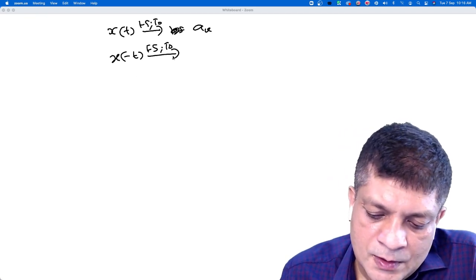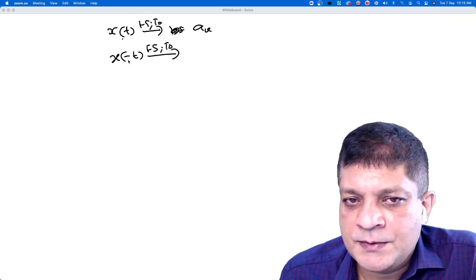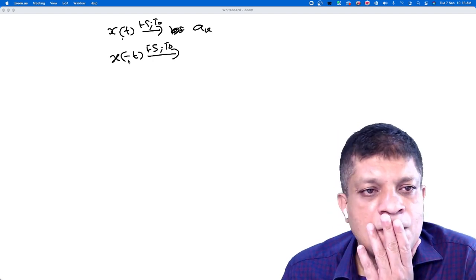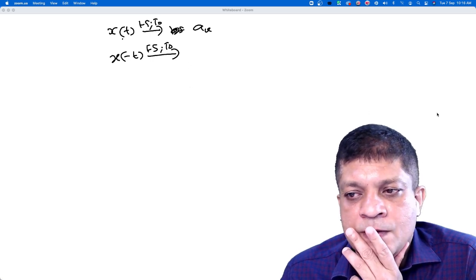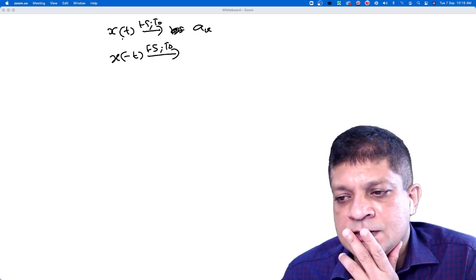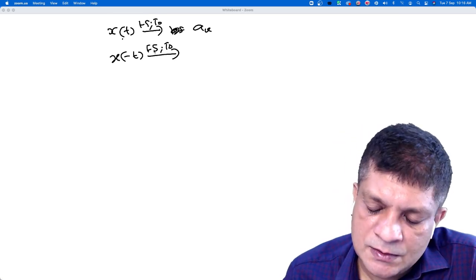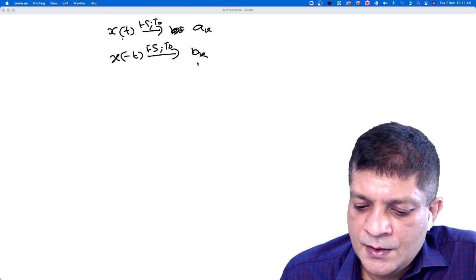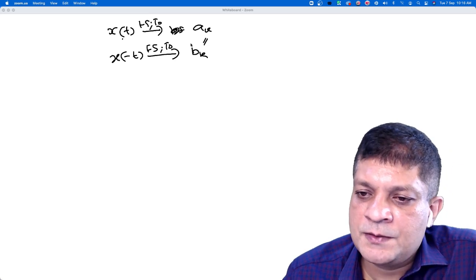Okay. If x(t) is a periodic signal with period T naught, what about x of minus t, its reflected version? Is it also a periodic signal? Time reflection, does it change the periodicity of the signal? It does not change. If x(t) is a periodic signal, x of minus t is also a periodic signal with the same period, isn't it? If it is periodic with the same period, we can have a Fourier series representation. And if we denote the Fourier series coefficients by bk, then how are these related?